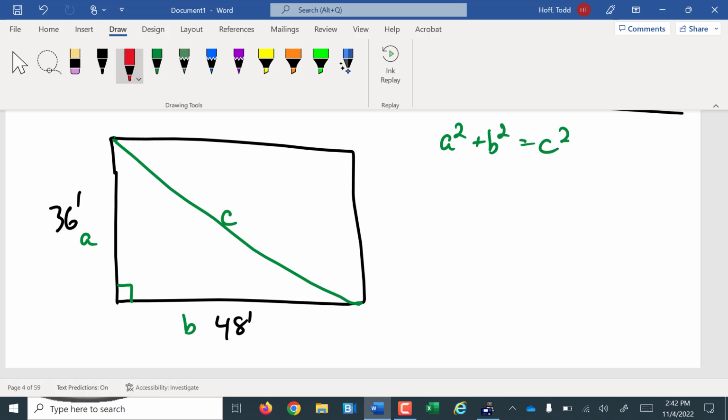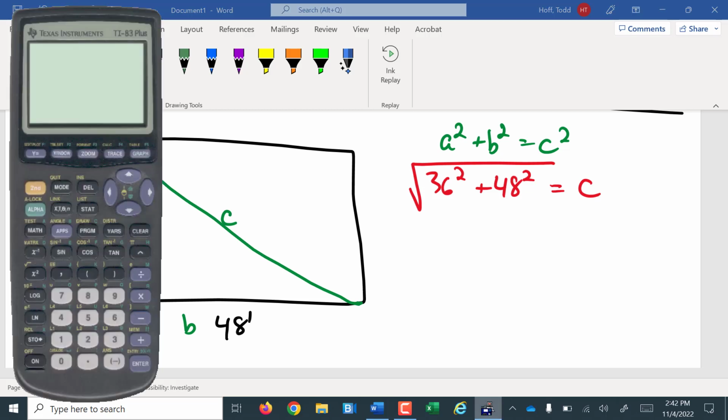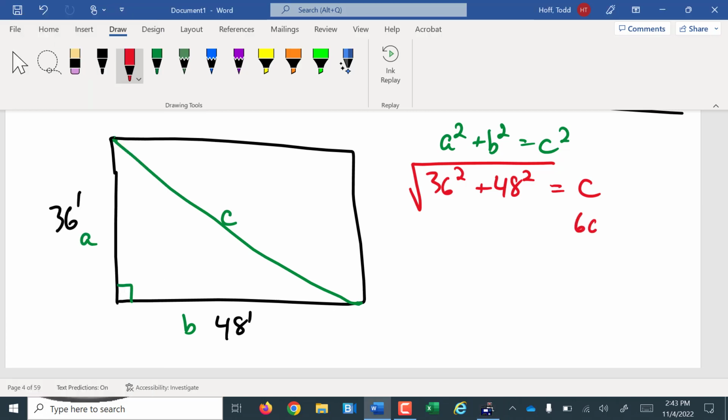So it would be a squared is 36 squared plus b is going to be 48 squared equals c squared. Now here's what I'm going to do: I'm just going to make that c, and I'm going to put a square root over here, because to find c I'm going to have to square root that. The square root of 36 squared plus 48 squared gives us 60 feet. So that has to be 60 feet across there.